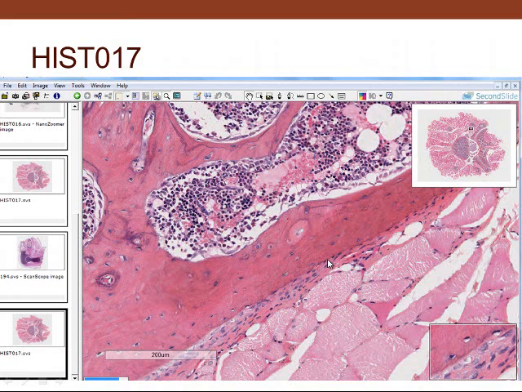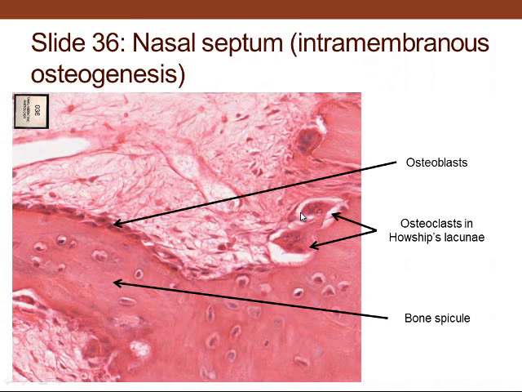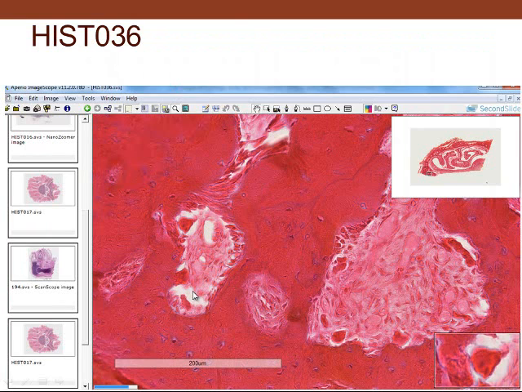So you would have differentiation of cells here from the endosteum and the periosteum that would differentiate to give rise to more bone. Here you see osteoblast laying down bone, osteoclast eating up bone, and a spicule of bone.